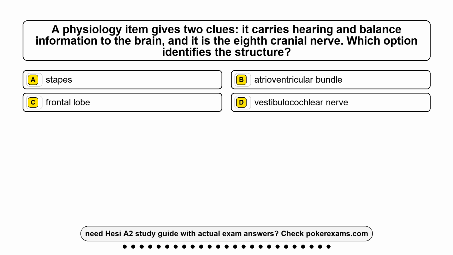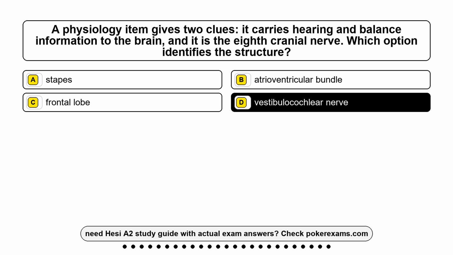Question 4. A physiology item gives 2 clues. It carries hearing and balance information to the brain, and it is the 8th cranial nerve. Which option identifies the structure? Option A, stapes. Option B, atrioventricular bundle. Option C, frontal lobe. Option D, vestibulocochlear nerve. The correct answer is option D, vestibulocochlear nerve.